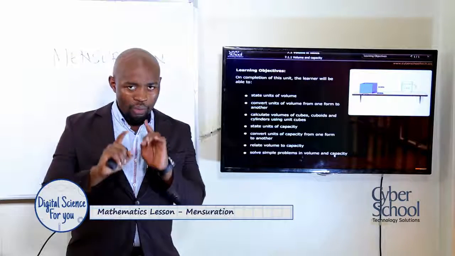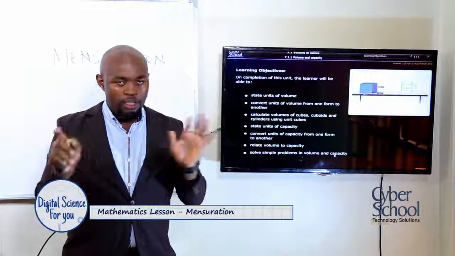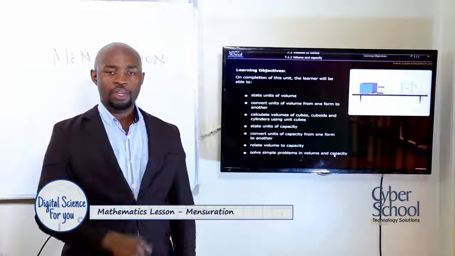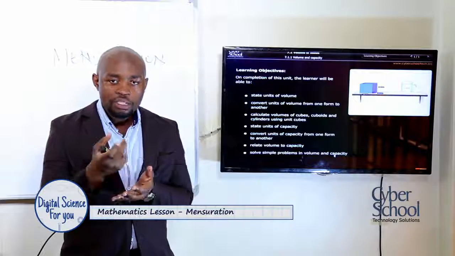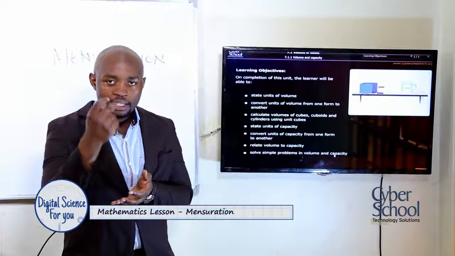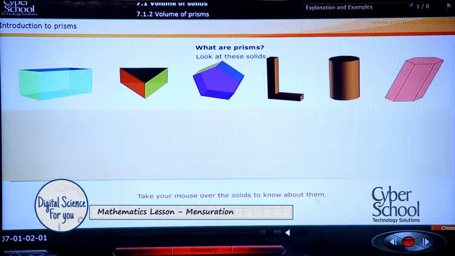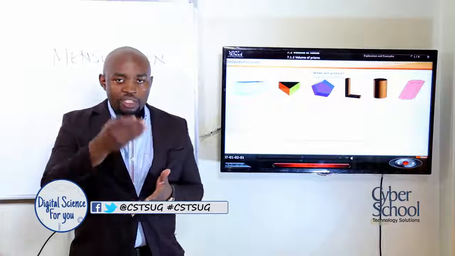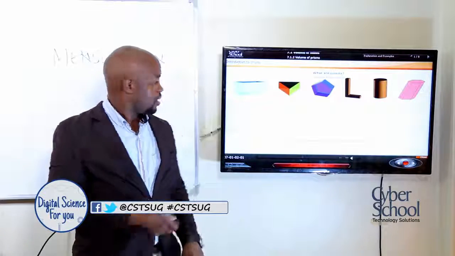In senior 2, we looked at only the shapes, the way they are made: geometry, nets, and solids. Now in senior 3, we go ahead and find out how much volume a particular shape can hold. So a prism is any shape with a uniform cross section. If you have a cross section which is uniform, that's a prism.